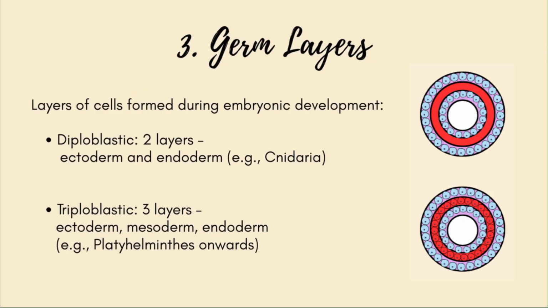During early development, animal embryos form distinct cell layers called germ layers. Diploblastic animals like Hydra have two layers, an outer ectoderm and an inner endoderm. More complex animals are triploblastic, with a middle mesoderm layer that gives rise to muscles and internal organs. This additional layer allows more complex body organization.